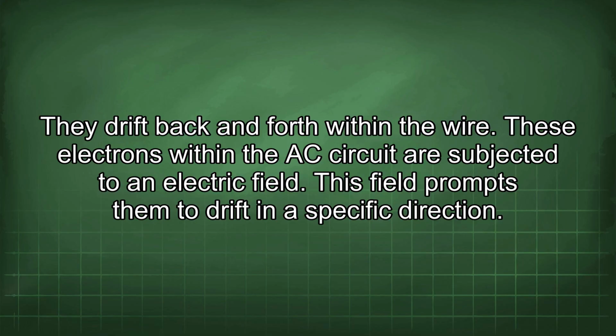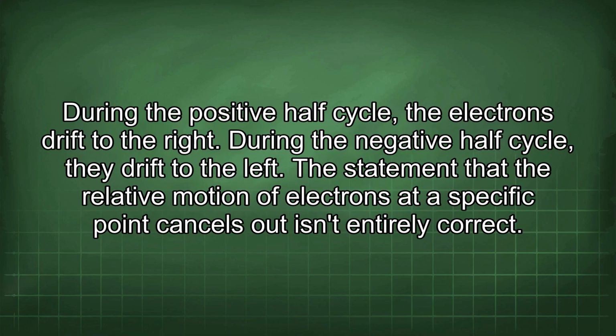These electrons within the AC circuit are subjected to an electric field. This field prompts them to drift in a specific direction. During the positive half cycle, the electrons drift to the right. During the negative half cycle, they drift to the left.